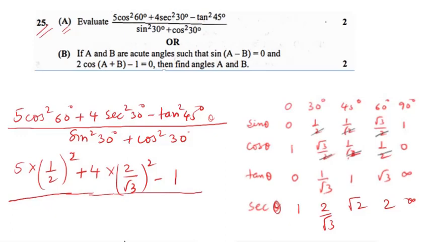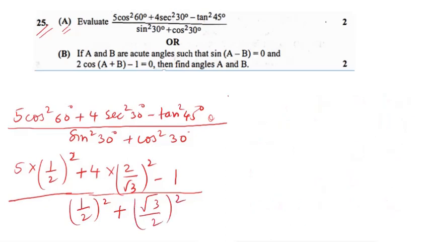In the denominator it is sin square 30 degree plus cos square 30 degree. Sin 30 is 1 by 2, so we can write 1 by 2 whole square plus cos square 30 degree. Cos 30 degree is root 3 by 2, so root 3 by 2 whole square. We'll solve it here now.